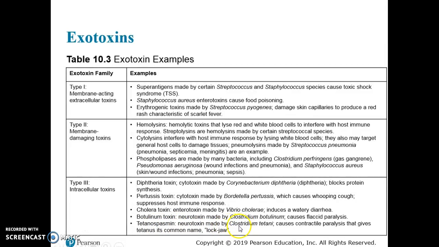So if you get an infection with Clostridium tetani, it's not the infection that you should be worried about, but rather that neurotoxin being made and secreted by the Clostridium organism, and that causes contractile paralysis, lockjaw. Your muscles lock up, and you end up not being able to breathe.